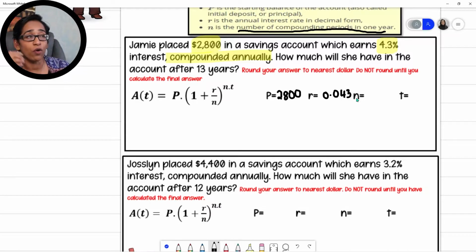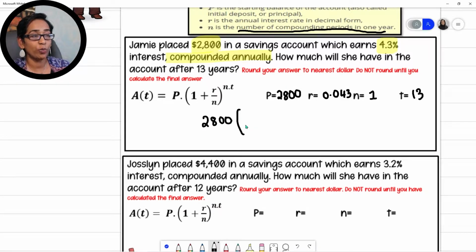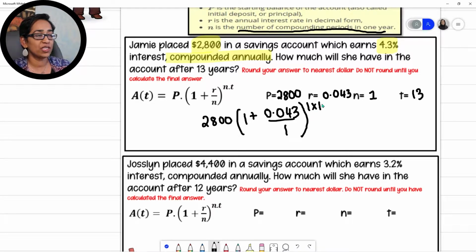Do I have n? What does n stand for? Number of compounding periods in 1 year. So they say compounding annually. That means I'm compounding once a year. So my n is 1. And time is in years, which is 13 years. So what I'm going to do is plug this into the formula. So my P is 2,800, open parentheses, 1 plus my r is 0.043 divided by n, which is 1, to the power of 1 times 13.